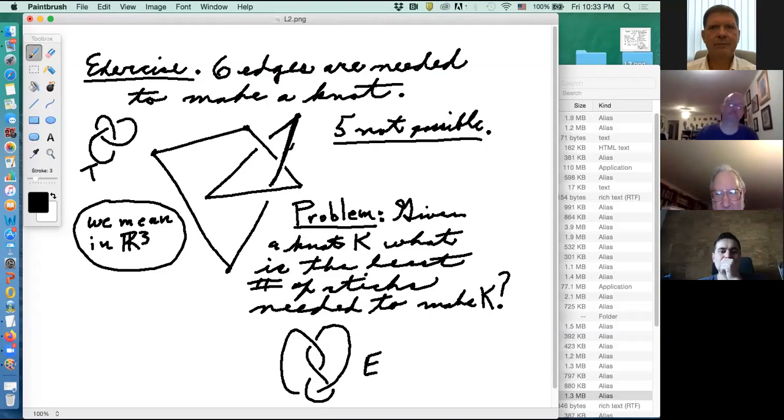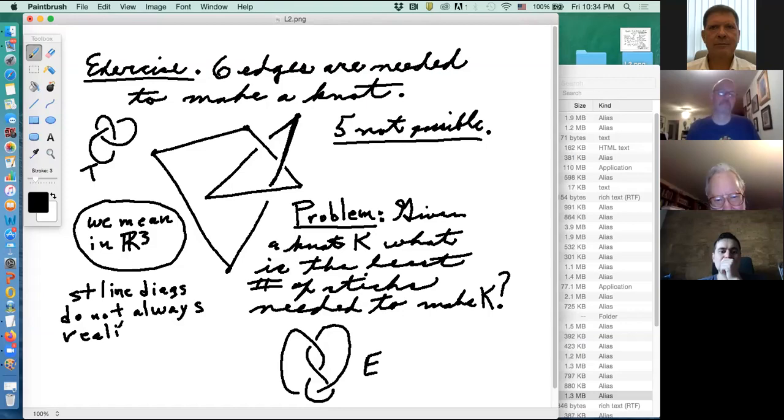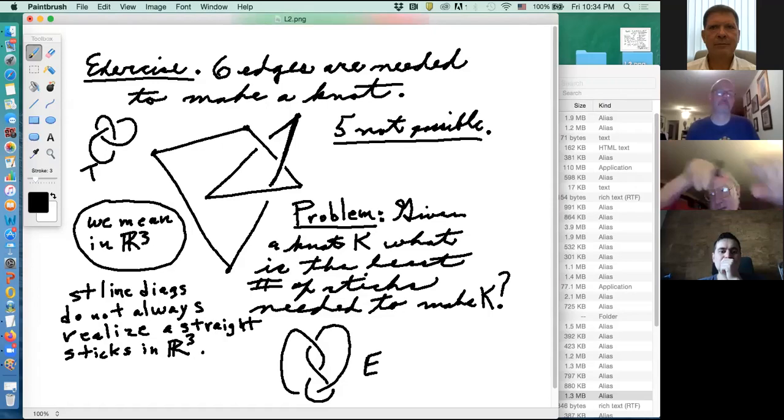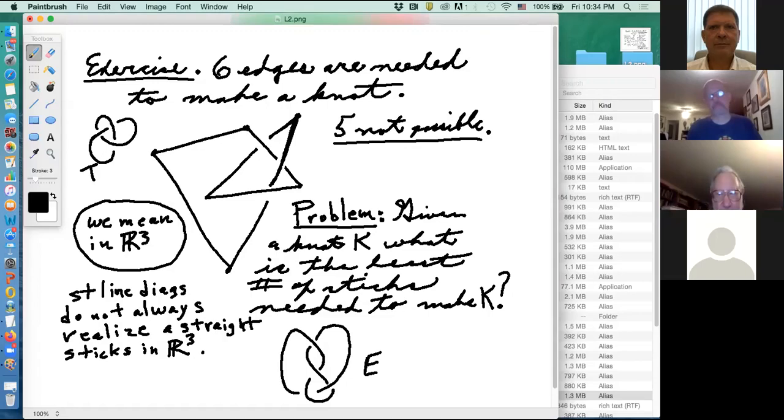But straight line diagrams do not always realize as straight sticks in R3. Just because you drew something with straight lines in the diagram doesn't mean that it's overlaid by an embedding with straight sticks in R3. Think about that for a moment while I get to my next slide, because I don't have room. Oh, I have room. Here's one.